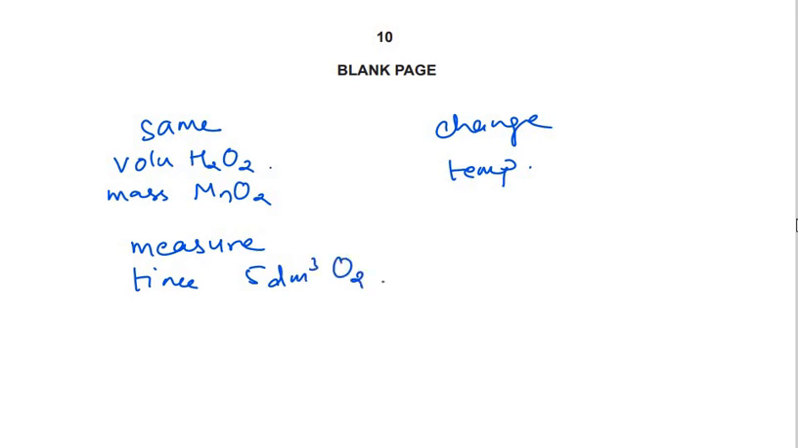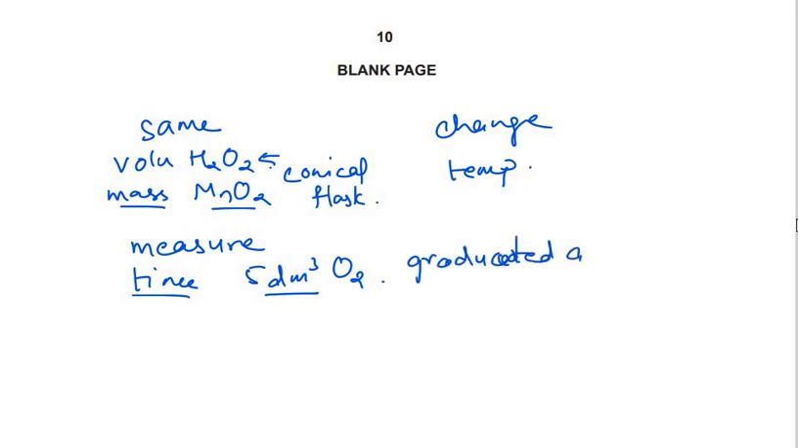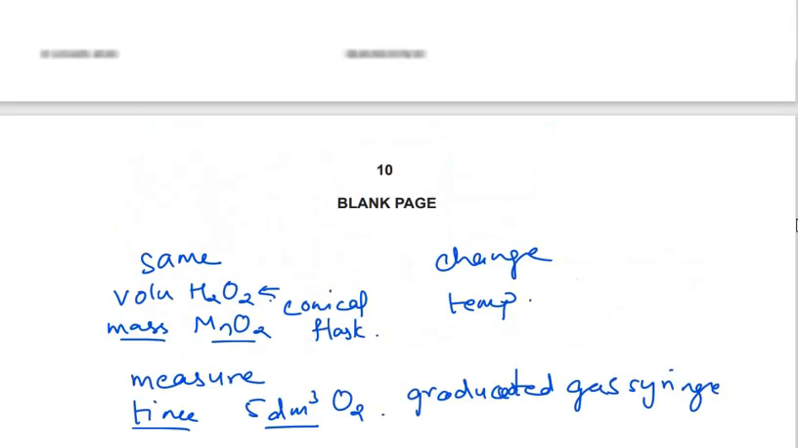So for all this, what do we need? We need some apparatus in which hydrogen peroxide can be taken, for example a conical flask. We also should mention that the mass of manganese oxide should be kept the same. How are we going to measure the time? With the help of a stopwatch. How are we going to measure the volume of oxygen? Maybe a graduated gas syringe. So we should mention the names and volumes of all this in our experiment.